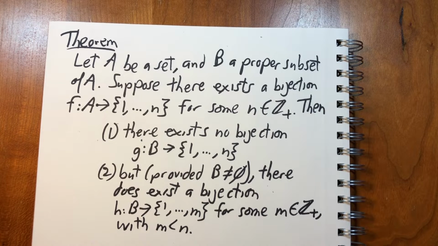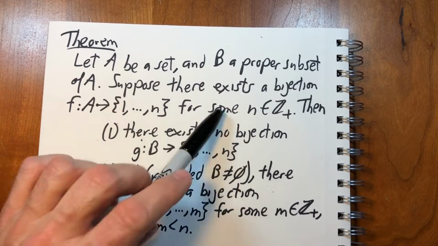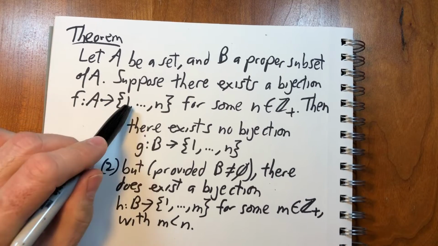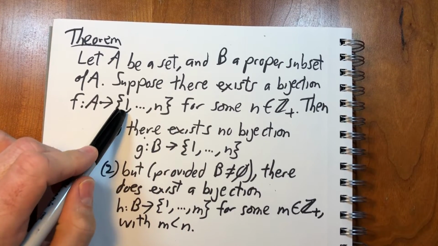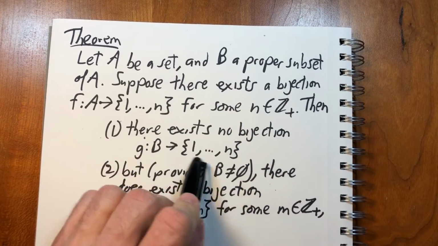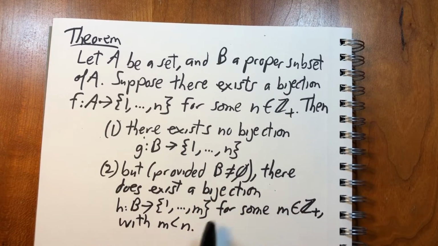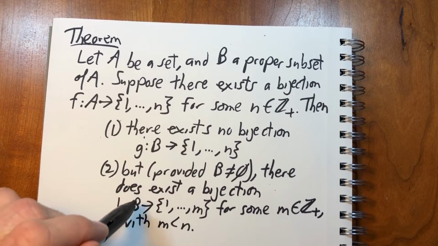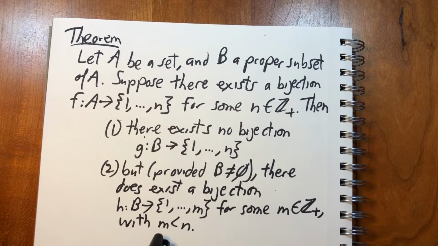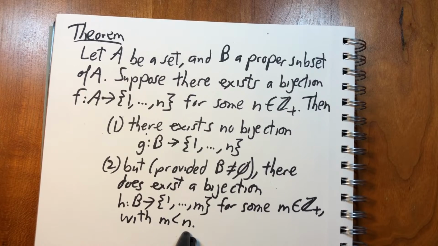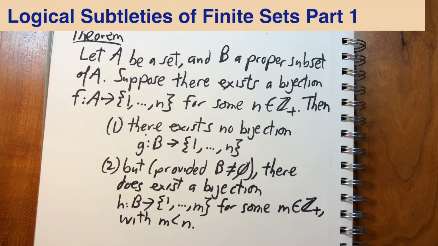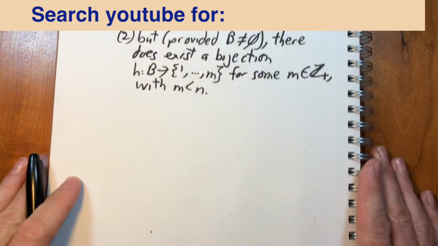So that theorem is: let A be a set and B be a proper subset of A. Suppose there exists a bijection f from A to some section of natural numbers 1 to n, then there will exist no bijection from the subset to that same section of numbers. But provided B is not empty, there does exist a bijection from B to some smaller section of the natural numbers from 1 to m with m less than n. For the proof of this statement, see the previous video about finite sets. But from there, we can now prove the following.